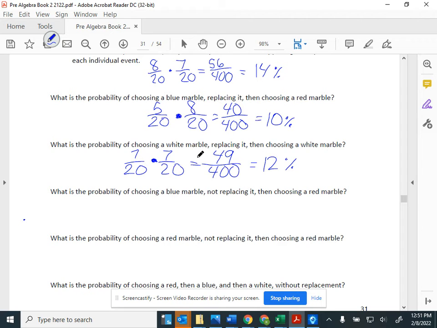Somebody just asked how we got 400. What's 20 times 20, Maddie? 20 times 20 is 400. That's how we get 400. Oh, no, I didn't ask that. I thought you asked it.